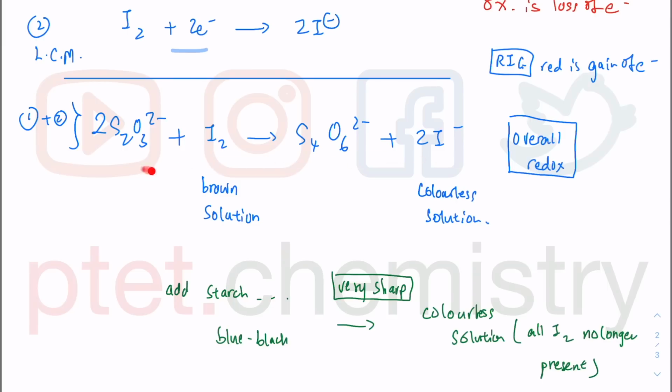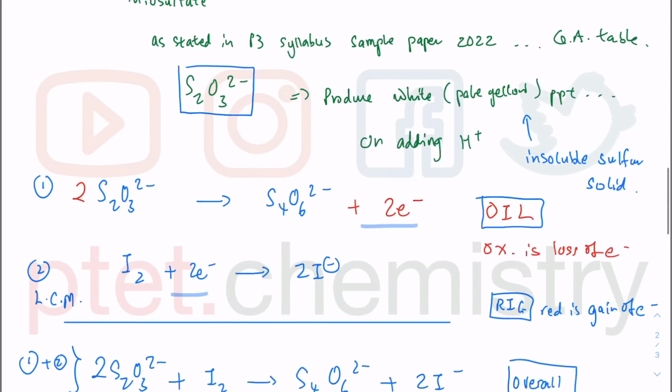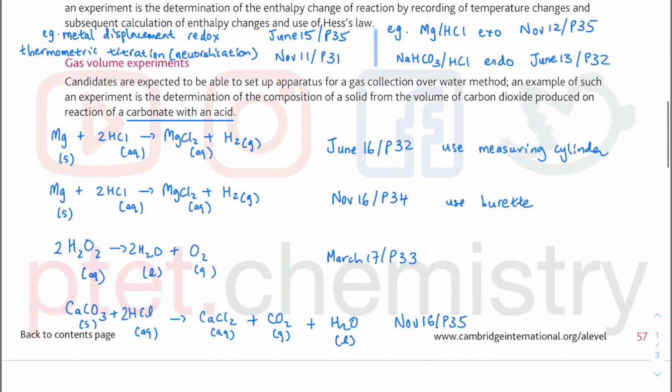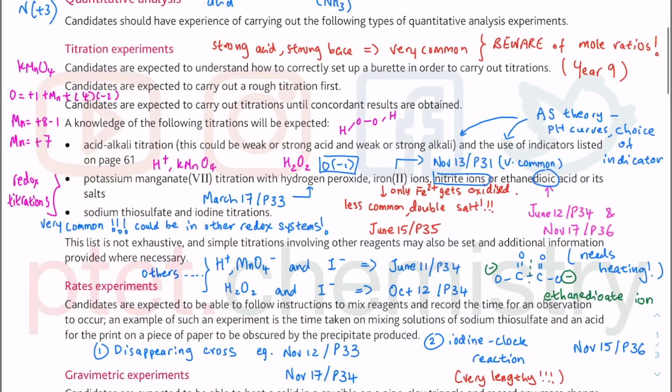You will find a lot of examples of this thiosulfate and iodine titration in the past papers from O level, GCSE level, or even AS level chemistry. Very, very common there. But what I'd like to focus really is on the other one involving KMnO4. There's quite a lot of examples there.